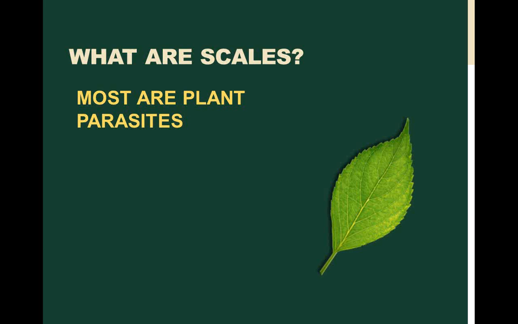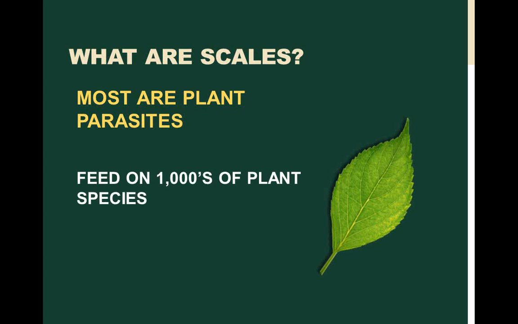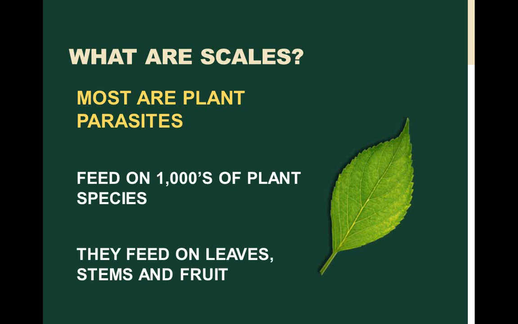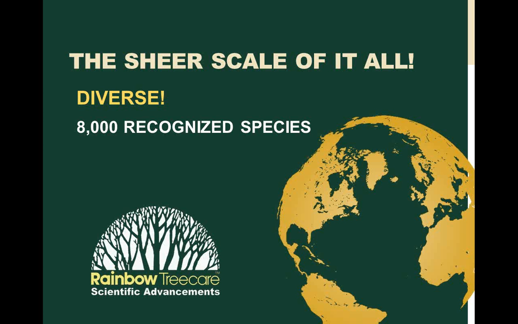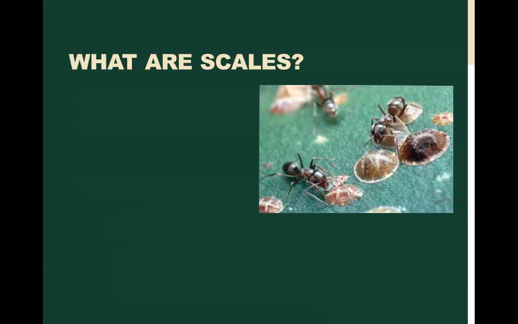Trees, shrubs, they suck the sap out of the stems, the leaves, and they also will take it out of fruit now and then. There are thousands of plant species that they feed upon, and really what they do is devitalize the plants. There are so many scales out there, it's just incredible, all throughout the world. There's probably 8,000 different species, and by the end of this session, you're going to be able to identify each and every one of them. I'm just kidding. But anyway, there are different types of scale out there, and they're distributed worldwide.